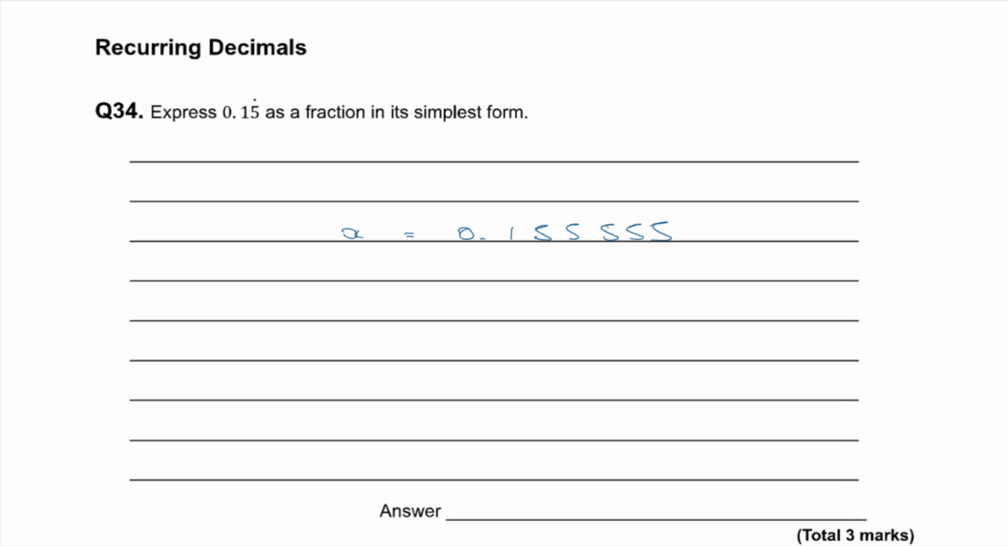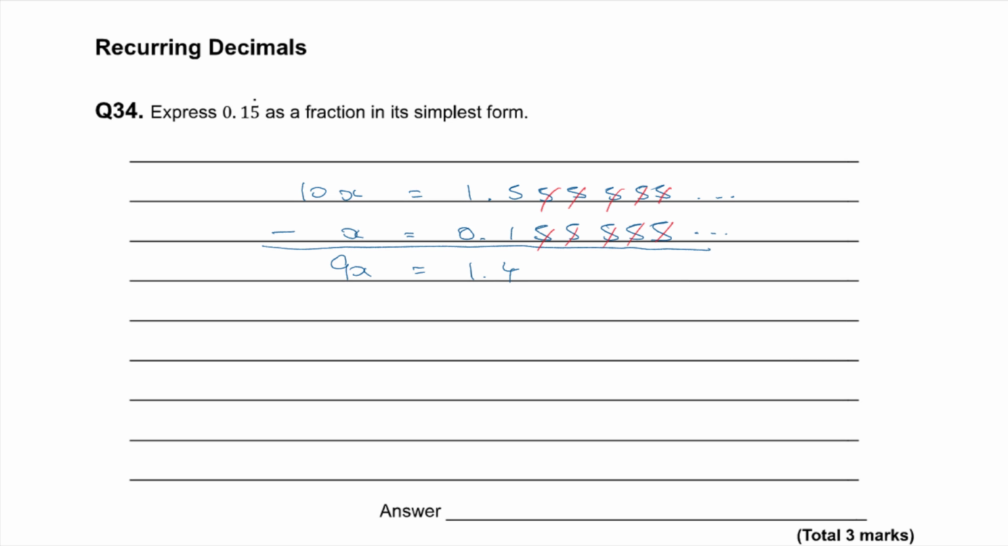Now if I multiply that number by 10, I'm going to get 10x, and that is equal to 1.55555, and so on forever. Now if I then subtract one from the other, so 10x minus x, that's 9x. And if I subtract the numbering parts, look, all these 5s cancel each other out, and then I've got 1.5 minus 0.1 left, haven't I?